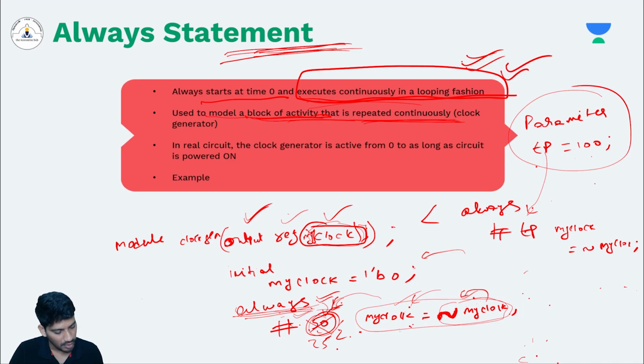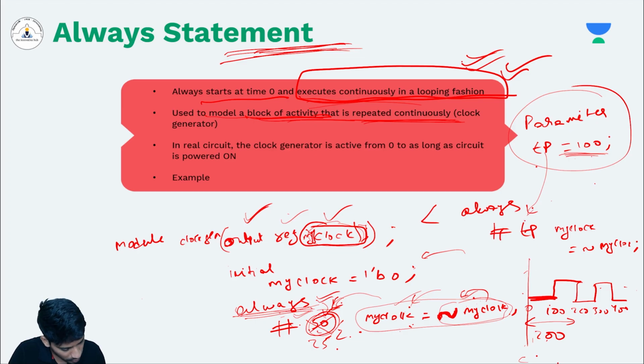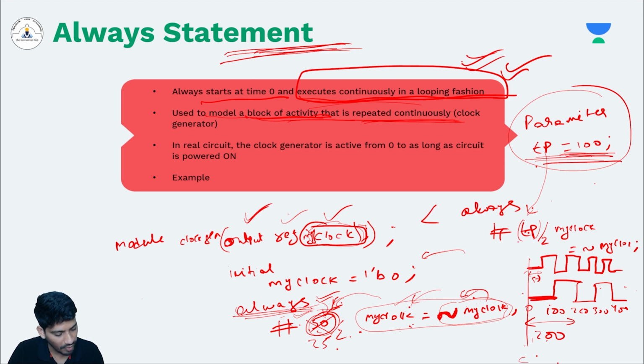So what happens? After every 100 nanoseconds, it will flip. This is 100, this is 200, this is 300, this is 400, like this. So your time period is now 200. But you want a time period of 100 nanoseconds. If you want a time period of 100 nanoseconds, what do you do? You can directly divide this by 2. So after every 50 nanoseconds, it will start flipping, because 100 by 2 is 50. So it will flip like this. So it is creating a time period of 100 nanoseconds by using this statement TP by 2.